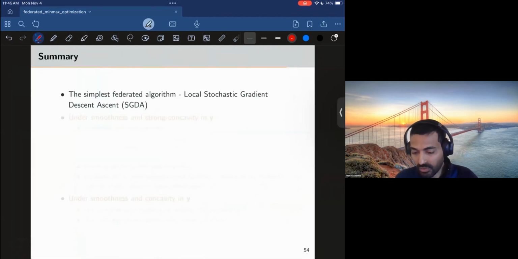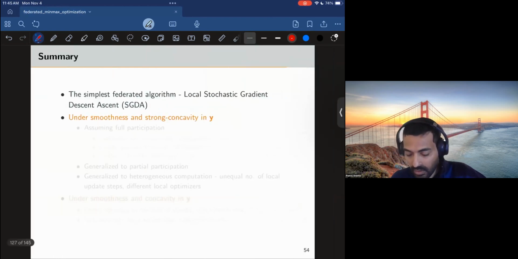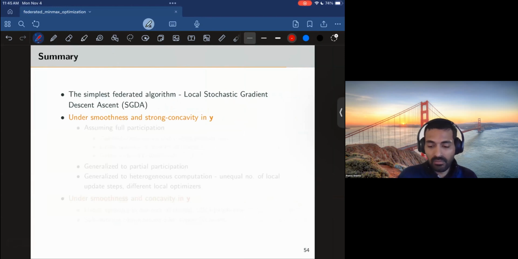Okay, so just to summarize, in this section we looked at a simple federated version of the gradient descent ascent algorithm, which we discussed in the previous section. We call this algorithm local SGDA, local stochastic gradient descent ascent. It is a simple generalization of local SGD. And we studied this algorithm under two sets of assumptions. In the first case, we studied smooth functions with strong concavity in Y.